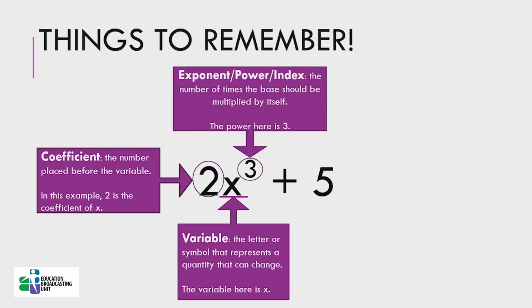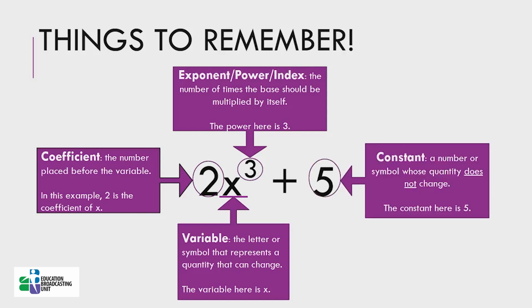The exponent. That is that little 3 above the x. That exponent is also called the power or the index. This number tells us the amount of times we multiply the base. So in this case, the base should be multiplied by itself 3 times. This is the power of 3.